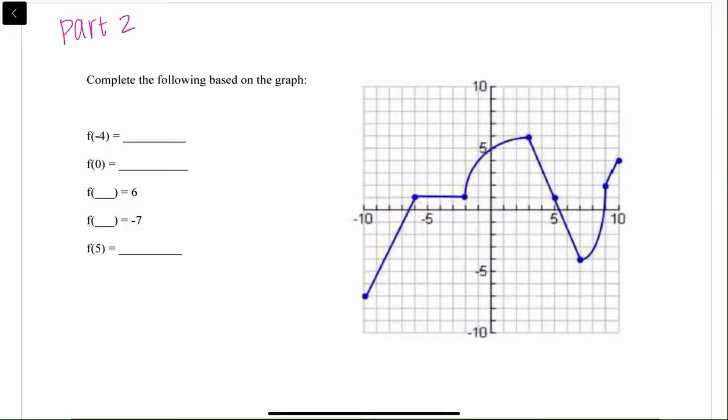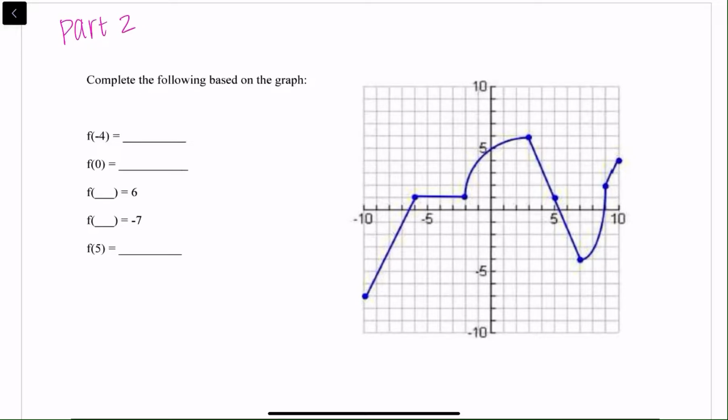So in the previous video, we learned how to use function notation and how to operate with input and output values to solve our function. Now I want to do a similar process, however, I'll be using a graph instead of an equation.